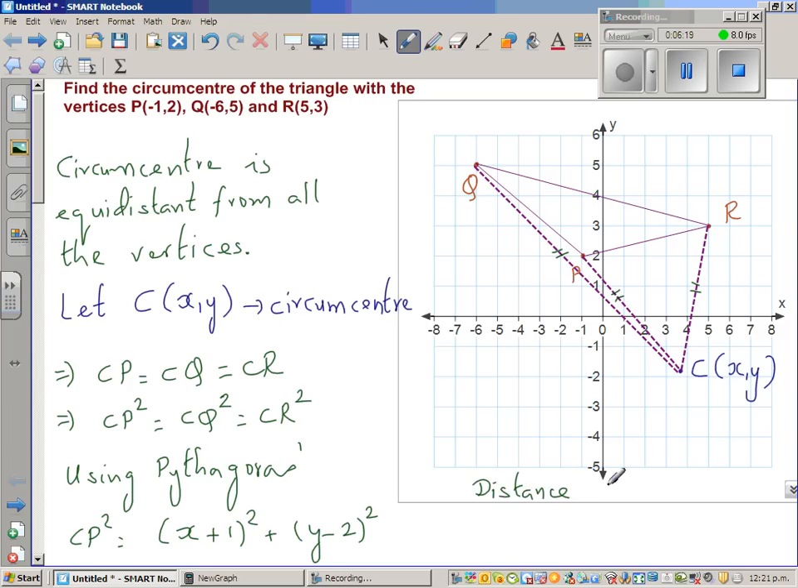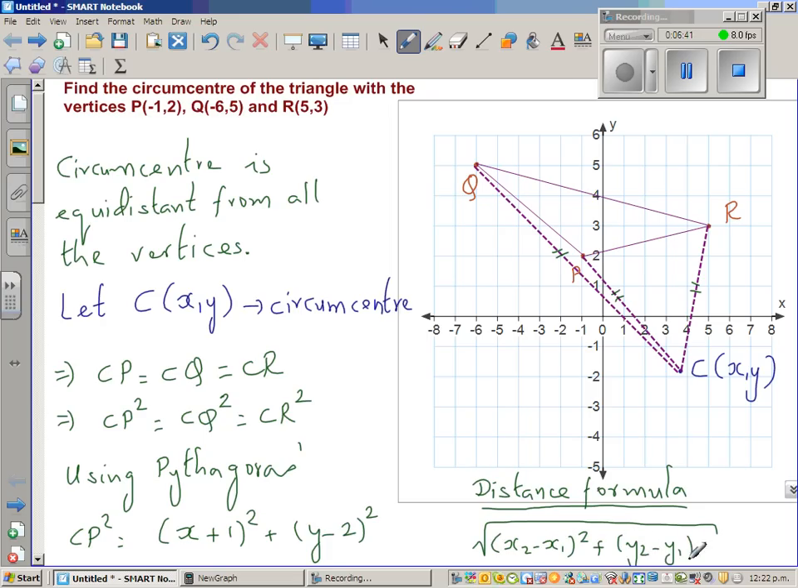Those who know the distance formula, let me write it. The distance formula for two points having coordinates (x1, y1) and (x2, y2) is the square root of (x2 - x1) squared plus (y2 - y1) squared. This is nothing but the Pythagoras theorem. I don't like this formula because it is nothing but Pythagoras, so I would say Pythagoras or the distance formula. In this case, your x2 is x and your x1 is negative 1. That's why I did x take away negative 1. So it's (x + 1) squared.